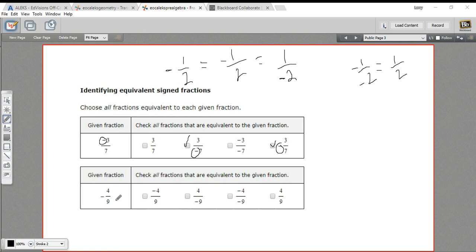Here we have negative 4/9. Again, that's just one negative sign. So here's one negative sign. Here's one negative sign. So I'd check these two.